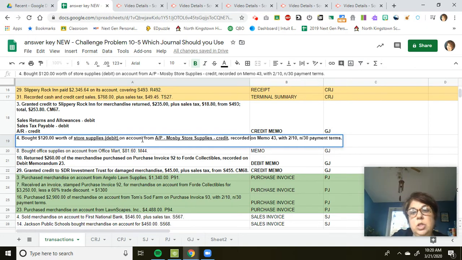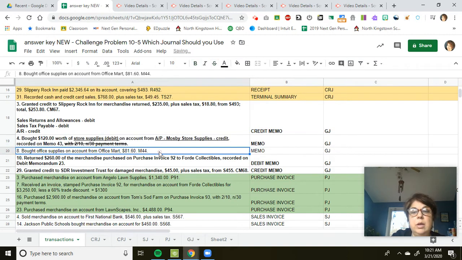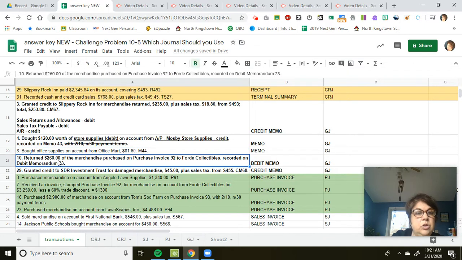We really pretty much can ignore this, because the only time we care about the terms, I'll strike it out, is when we pay them, and we're not paying them, we're buying. Okay, so a 2-line entry for the 4th. On the 8th, same thing. Don't know what else to tell you. Accounts payable, Office Mart is your credit, debit to office supplies. That's it. The next one on the 10th is returned $260 of the merchandise purchased, number 92, to Ford Collectibles.